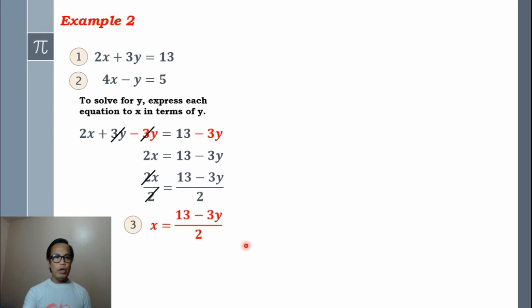Now let's proceed to equation 2. Equation 2 is 4x minus y equals 5. So the same, we need to eliminate the y. Since this is minus, to eliminate this y, we need to add y. Unlike here, this is plus, we subtracted 3y. Here, since this is minus, to eliminate this one, we will add y. That's why we have 4x minus y plus y equals 5 plus y. Then this time, we eliminate the y. So what remains at the left side shall be 4x equals, we copy 5 plus y.